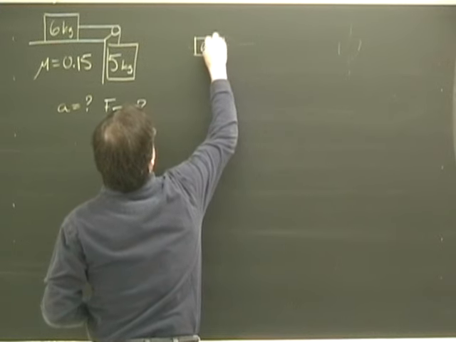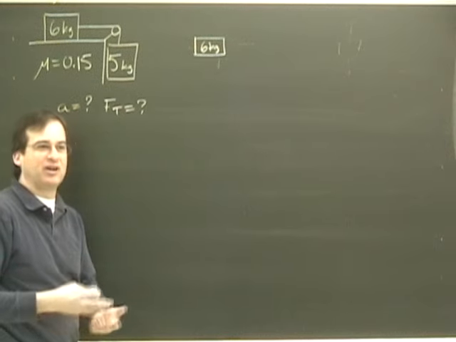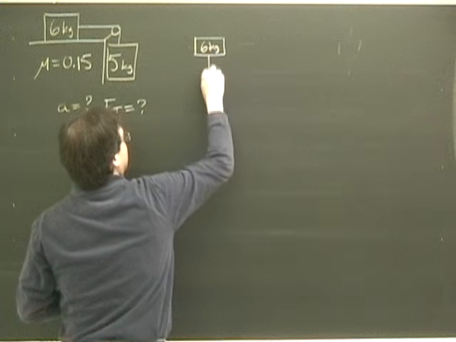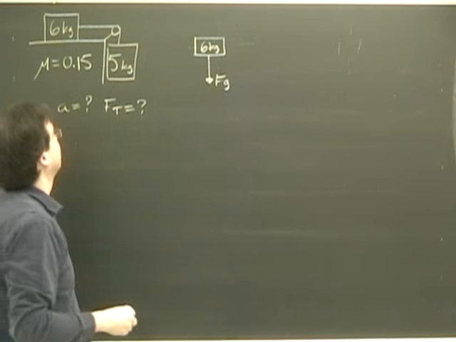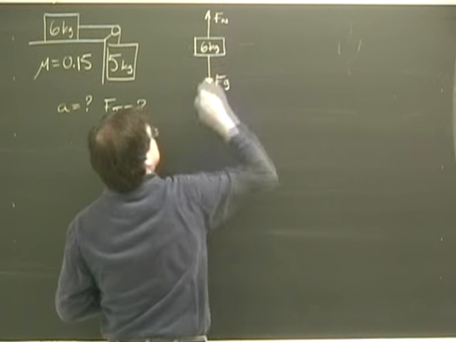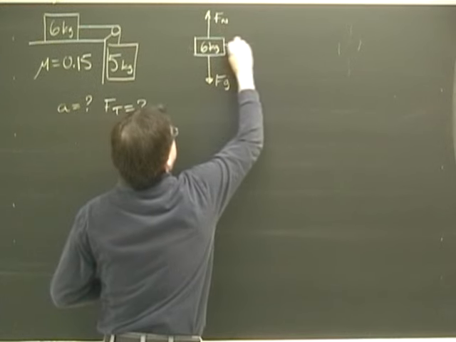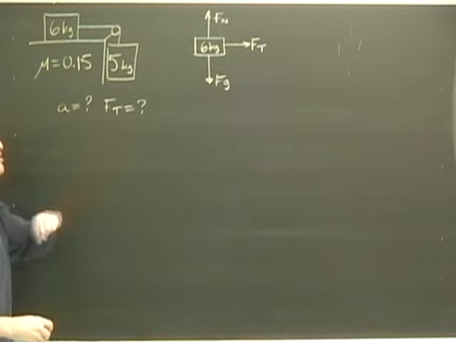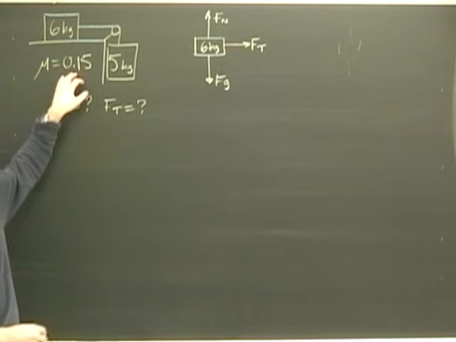Here's the 6 kilograms. If you look through the video about free body diagrams, you know the questions we're going to ask. Is there gravity? Yes, there's force of gravity on the 6 kilograms. Is it sitting on a surface? Yes, it is. So there's a normal force. Is there something pulling on it? Yes. There's tension pulling on it this way. That's what's going to make it accelerate to the right. Is there friction? Yes, and I've got the coefficient of friction here.